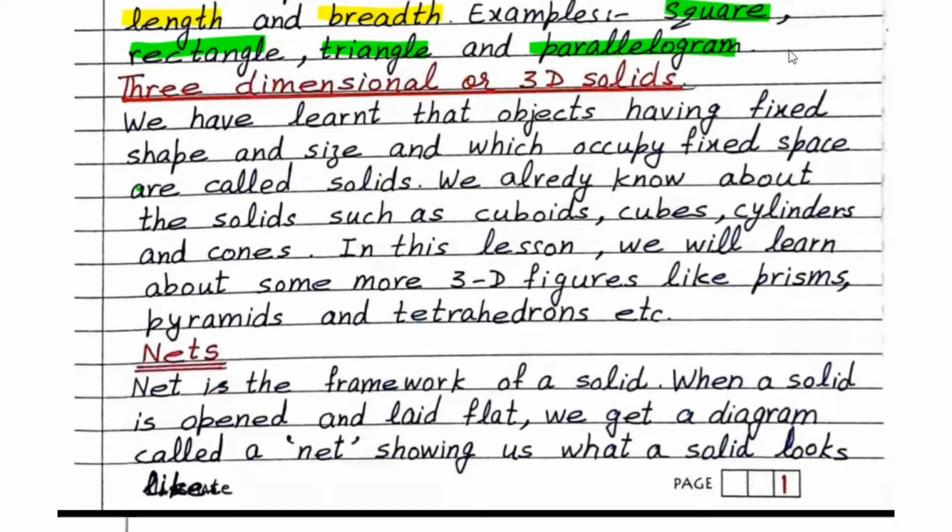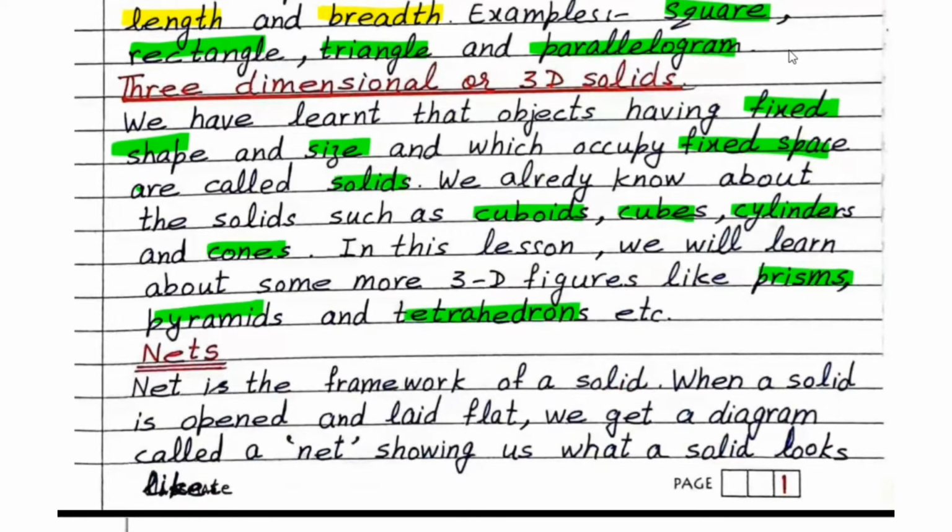Children, we have learned that objects having fixed shape and size, which occupy fixed space, are called solids, right? We already know about solids such as cuboids, cubes, cylinders and cones, right? Now in this lesson, we will learn about more 3D figures like prisms, pyramids, and tetrahedrons.